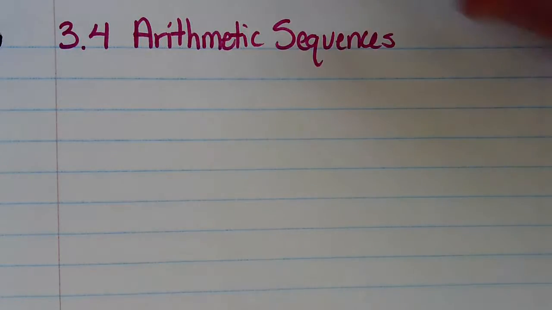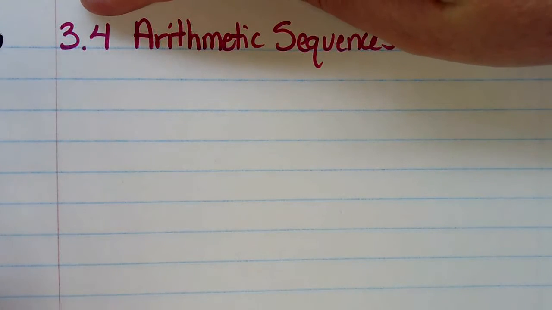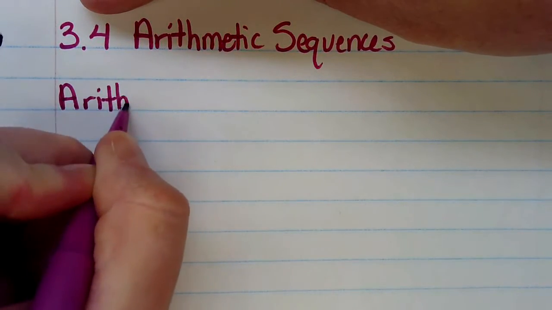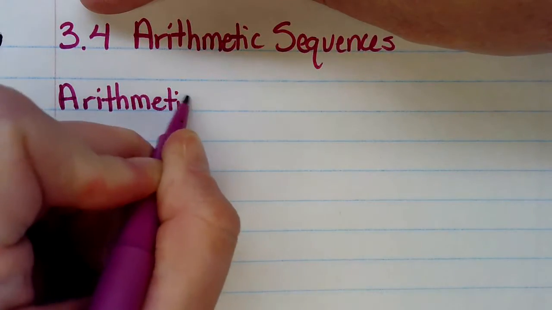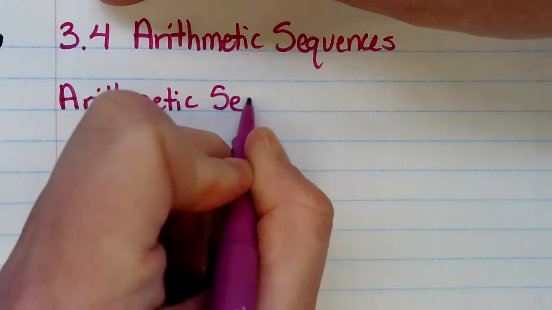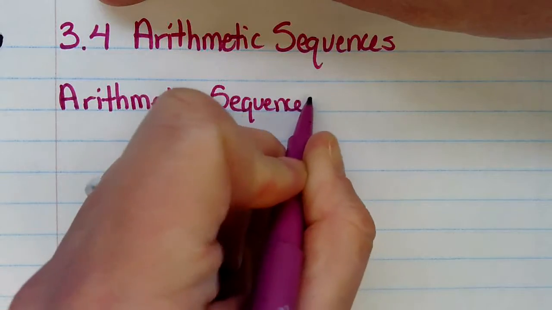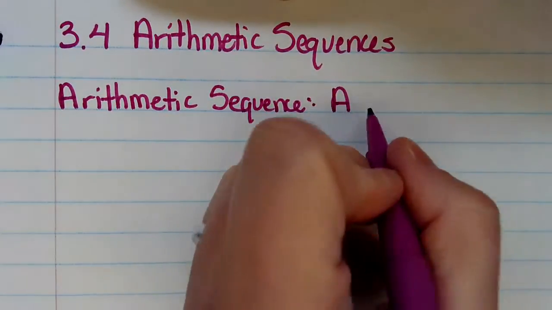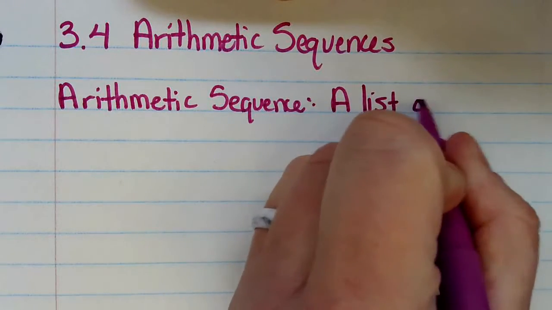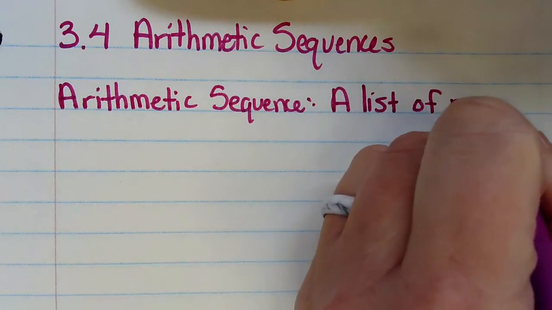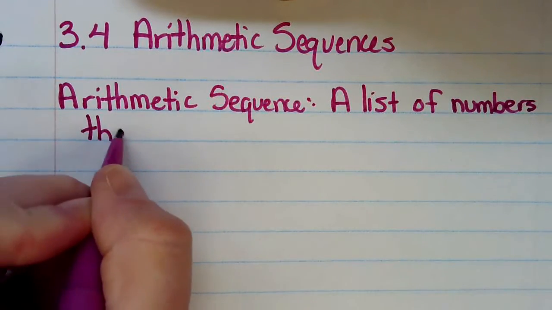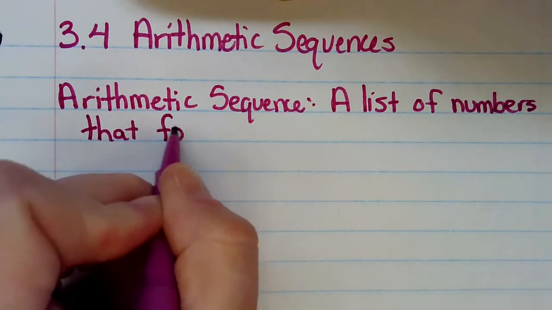All right, arithmetic sequences. And this will probably be the most writing you have to do, is actually writing out what it is. So what an arithmetic sequence is, it's a fancy word for a list of numbers. That's all it is. It's a list of numbers that follow a pattern.